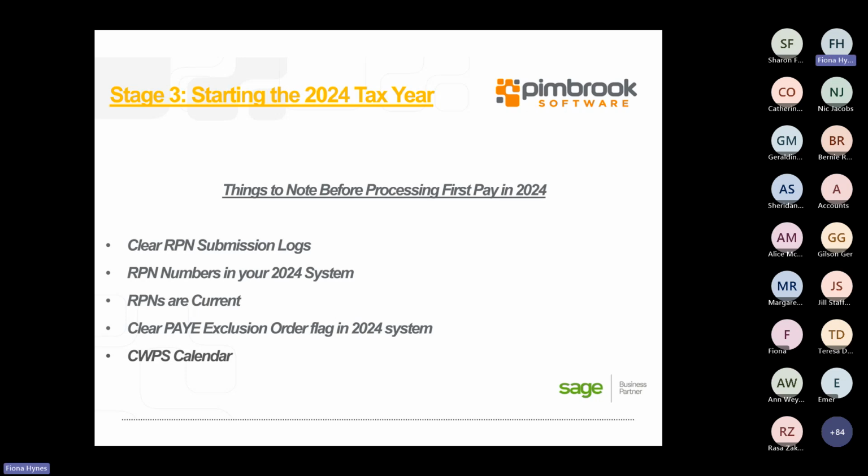It'll clear the RPN submission logs. So neither the RPN or payroll submission logs will come across to 24. These logs start again for the new tax year. It'll reset the RPN numbers in your 24 system. The RPN numbers in employee details records will be cleared as per Revenue guidelines, and the RPN numbers will start again at 1 for the new tax year for each employee. It will only import RPNs that are current, so it'll only import the 24 RPNs. So in the first week, it should import an RPN for all employees, and their starting number is usually 1.